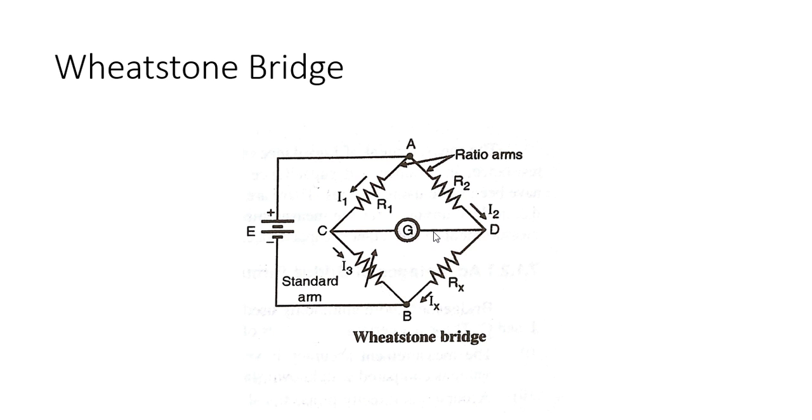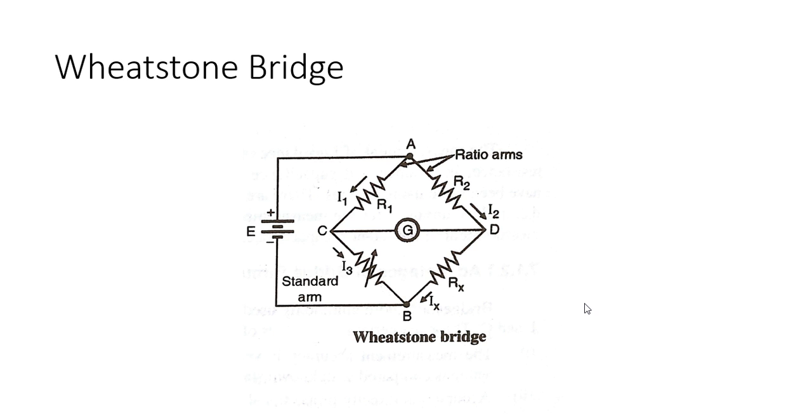When no current flows through this galvanometer, the bridge is said to be balanced. So the bridge is balanced and there is no resistance change, and when there is a resistance change, then this will be imbalanced. That is the simple technique that can be used for measurement of an unknown resistance, that is Rx.